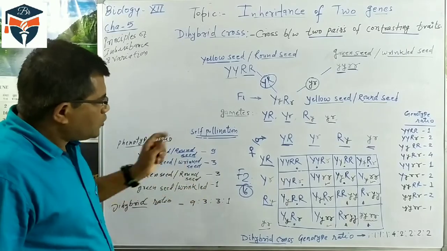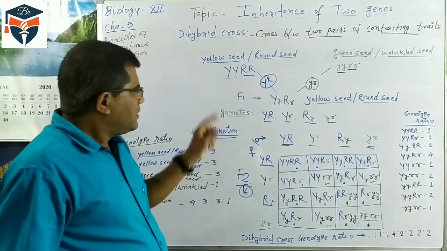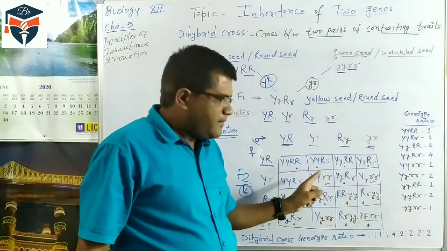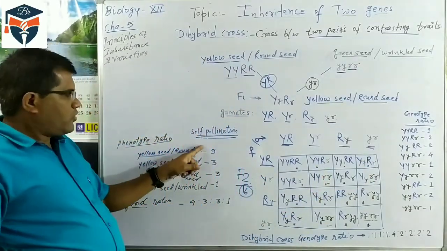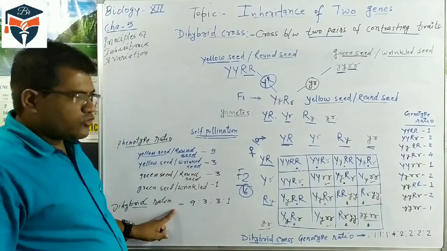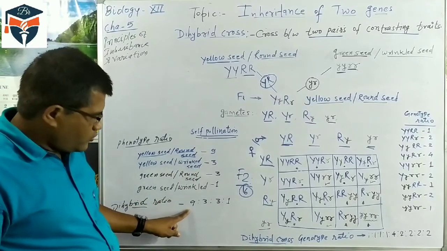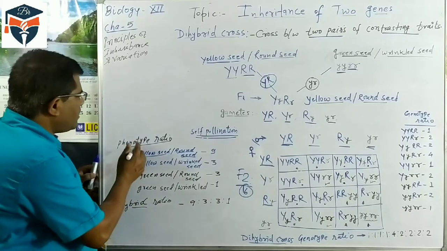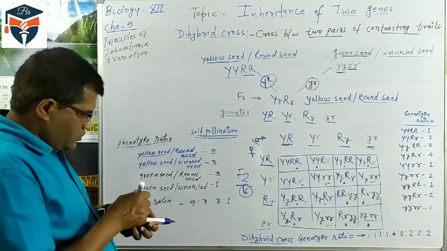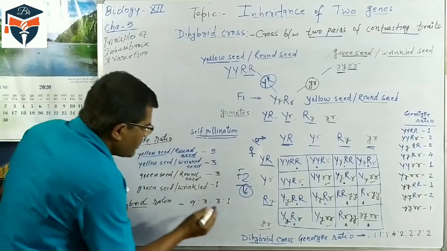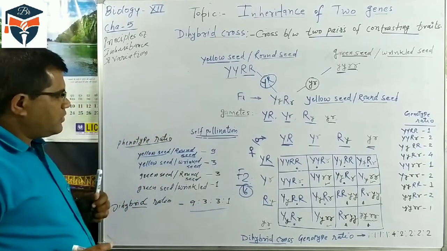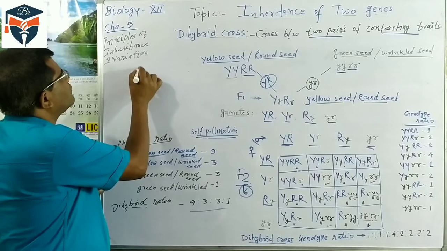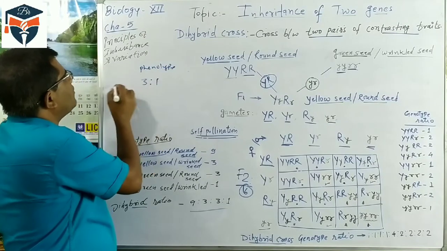The progeny is 1. So overall, what happened in dihybrid cross: if F1 progeny is self-pollinated, then we are getting 16 progeny. In these 16 progeny, the ratio comes. That ratio is the phenotypic ratio in dihybrid cross. It is 9:3:3:1. Many times the question is asked to you, what is the phenotypic ratio in the dihybrid cross? So we have to write 9:3:3:1. As you know, the monohybrid cross phenotypic ratio is 3:1.